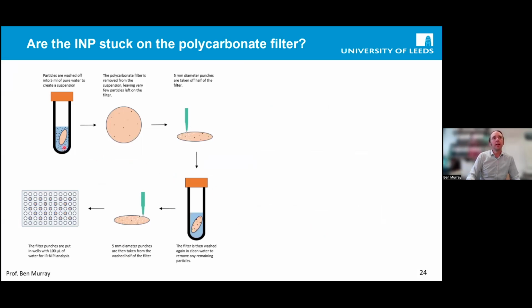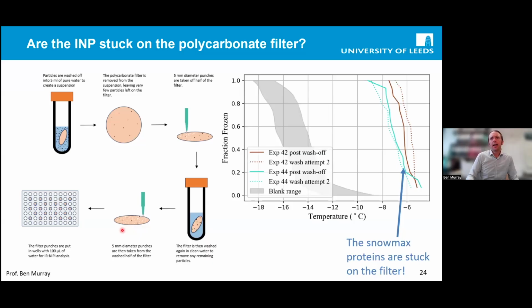So what we did is we took those filters, we washed them, and then we took little 1 mil biopsy punches out of the filter, then put those biopsy punches into a 96 well plate and used our large format droplet freezing assay to look at this. And that's where the IMP are.